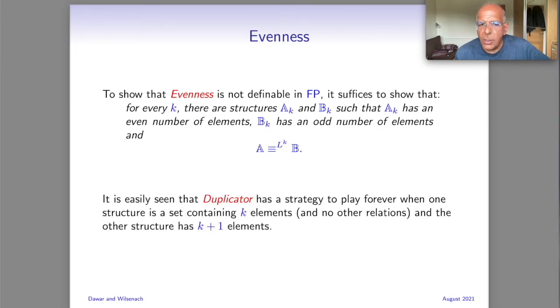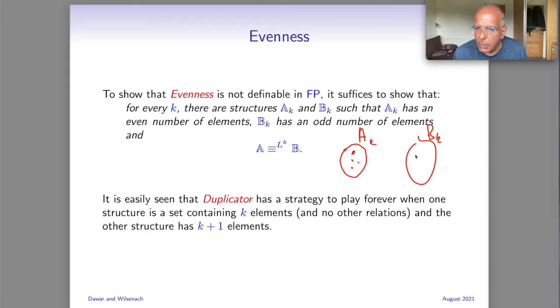So why is this? Well, this is actually quite easy to show, because at least for K even, you can let AK have K elements and BK have K plus 1 elements. If K is odd, let AK have K plus 1 elements and BK have K elements. Either way, AK has an even number of elements, BK has an odd number of elements, and both sets are of size at least K. And they have no other relations on them, or all relations in the vocabulary are empty, if you will.